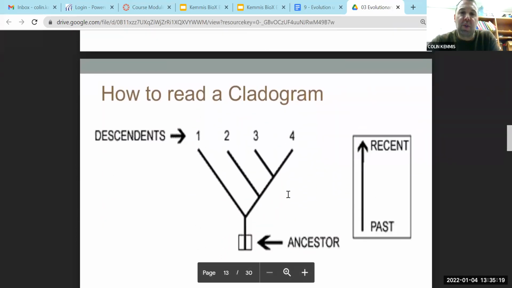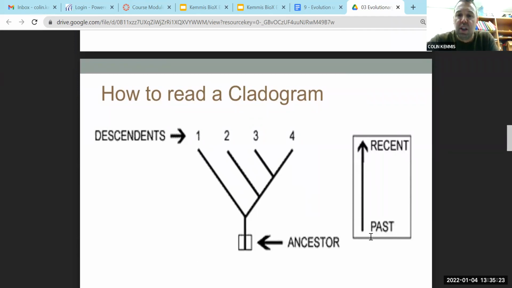So here you can see how to read a diagram with clades. The most recent common ancestor would be here, and then here's the node where they would have that common ancestor. Then they would split depending on new species or new traits. Here would be the living relatives of those common ancestors, the descendants.